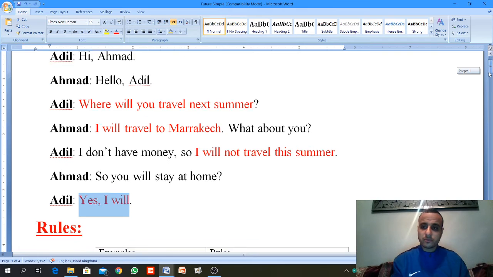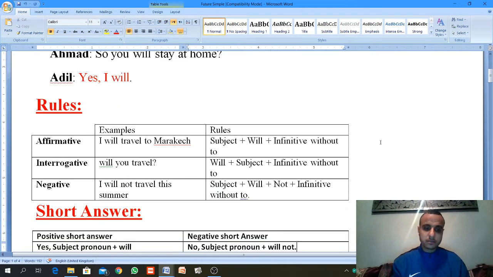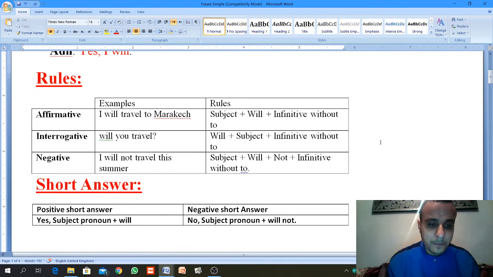So yes plus subject pronoun plus will. This is the rule for the short answer. Positive short answer: yes, I will. So yes, subject pronoun plus will. Negative short answer: no, I will not. No, subject pronoun plus will not.